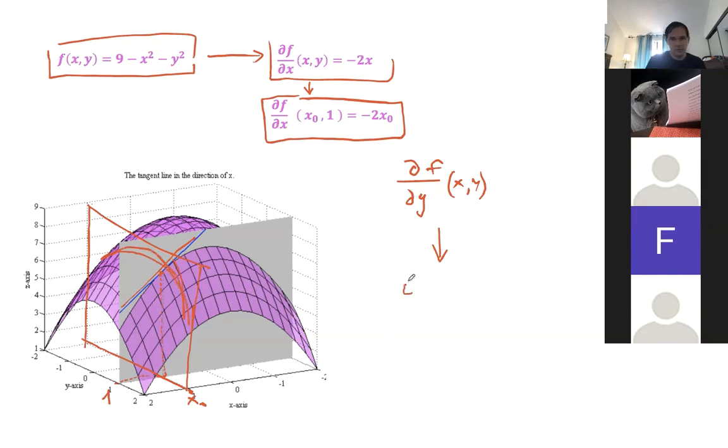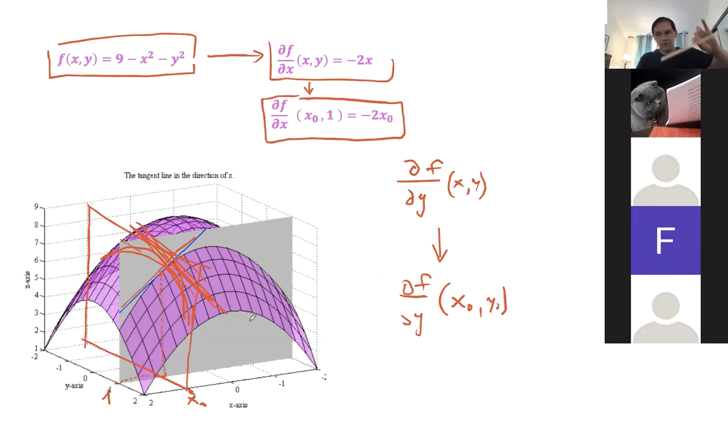Then the derivative of this function f with respect to y at a specific point x0, y0 is the slope of the other line. That's the geometric interpretation of partial derivatives. Not that important, but just something to support your intuition when you are thinking of partial derivatives. So in one dimension, the derivative is the slope.